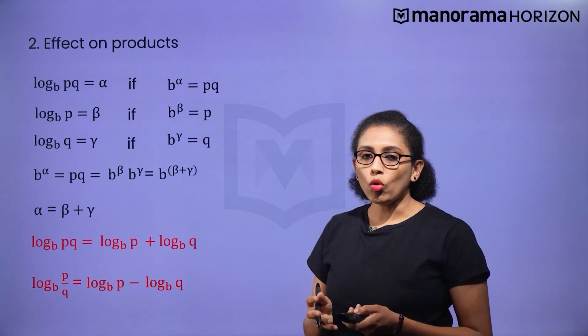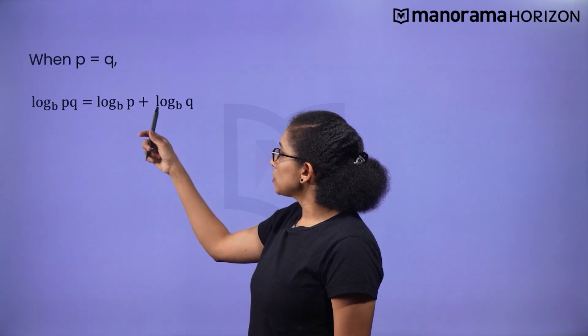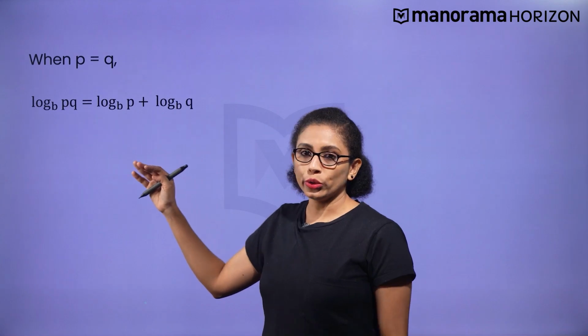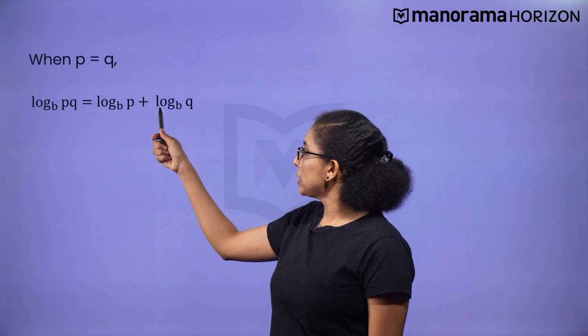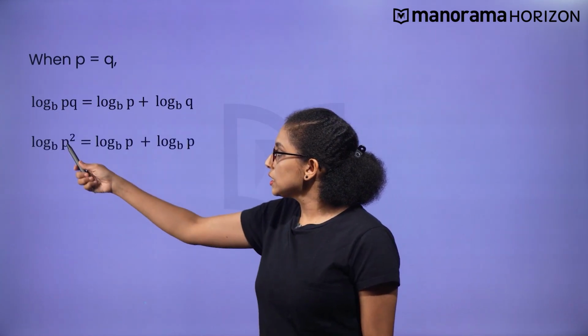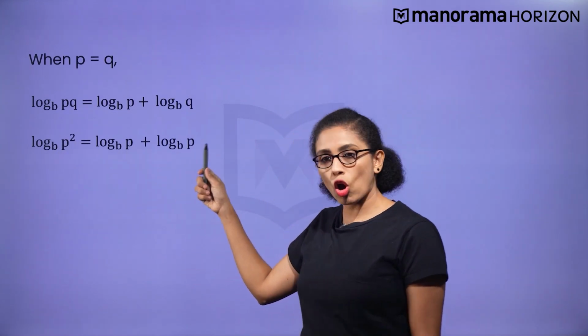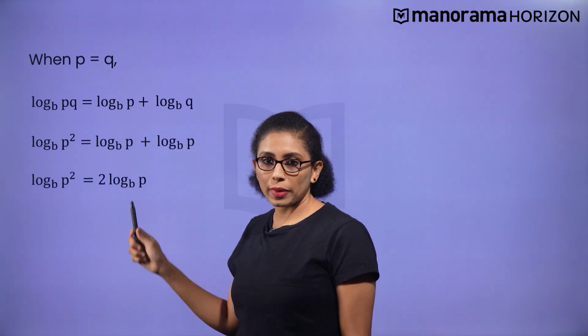Alright? Now, in this equation, what happens when p is equal to q? So, log pq is equal to log p to the base b plus log q to the base b. Now, when p equal to q, log pq to the base b, this is our equation. That is log p to the base b plus log q to the base b. Now, when p and q are equal, we get log p square to base b is equal to log p to the base b plus log p to the base b. And this RHS will become 2 log p to the base b.